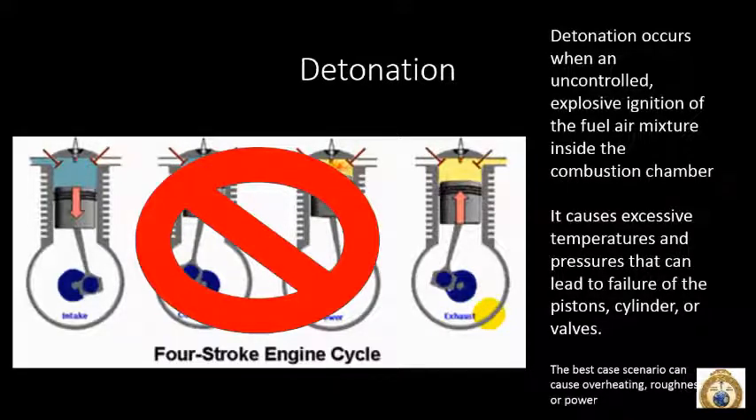Now detonation is an uncontrolled explosive ignition of the fuel-air mixture inside the combustion chamber. We don't like detonation because it's uncontrolled. We want everything in this system, this 4-stroke engine cycle, to be controlled. We don't want things just doing what they want to do. Because we can get excessive temperatures that could lead to engine failure, piston or cylinder failure, a cracked valve, all kinds of madness could happen. This is why we don't like detonation.